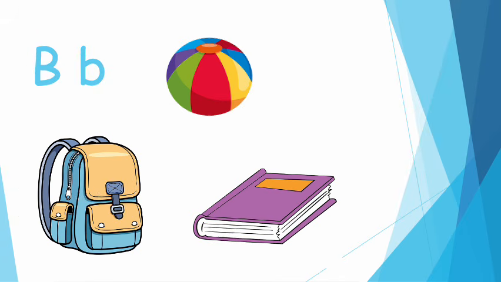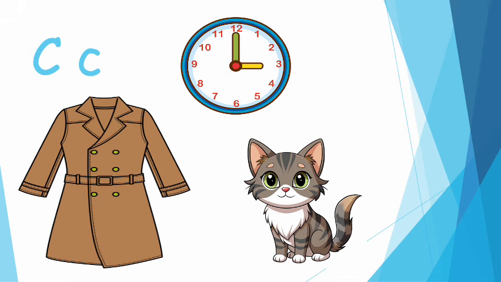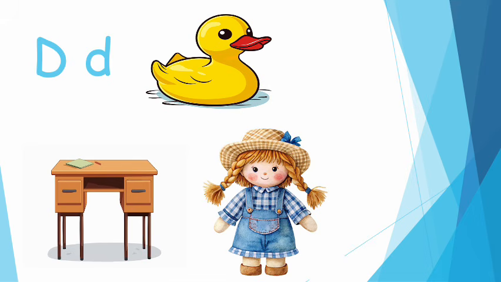B ball, B bag, B book. C cat, C coat, C clock. Do you know which alphabet is this? Yes, it is D. D duck, D desk, D doll.